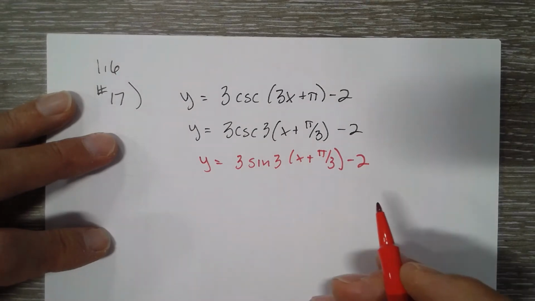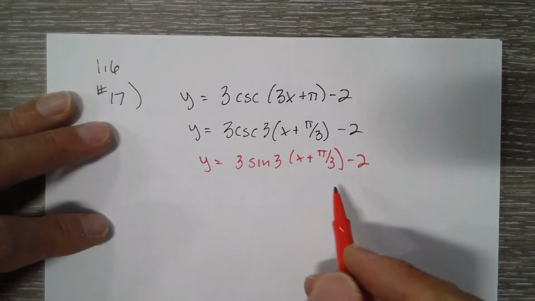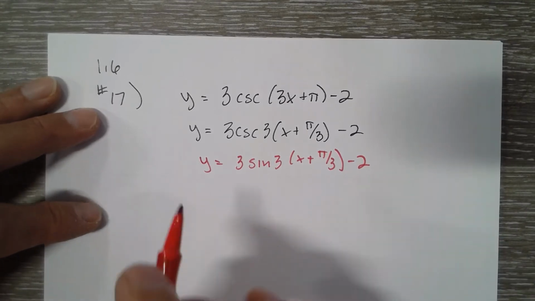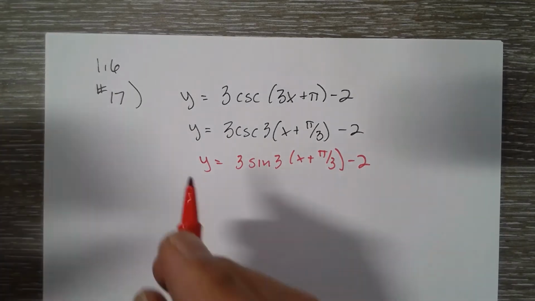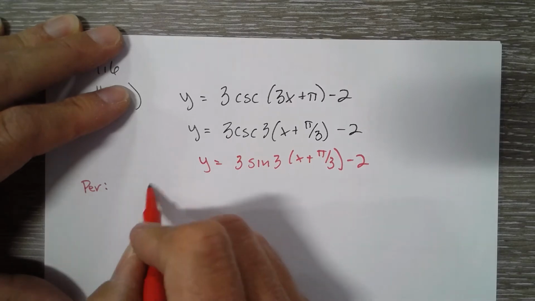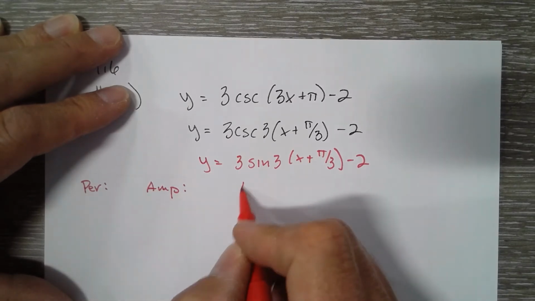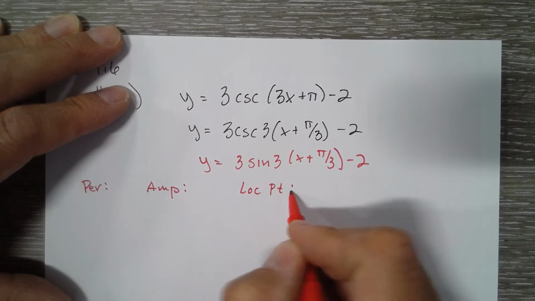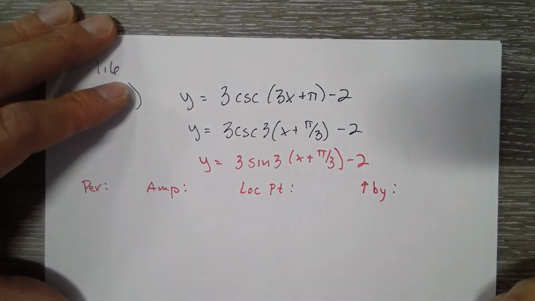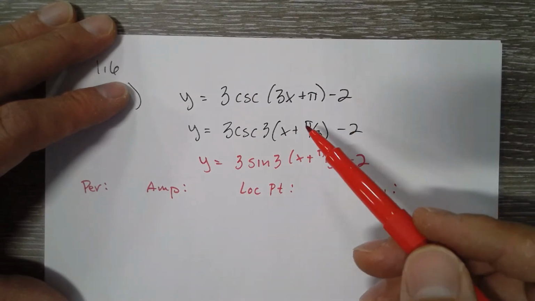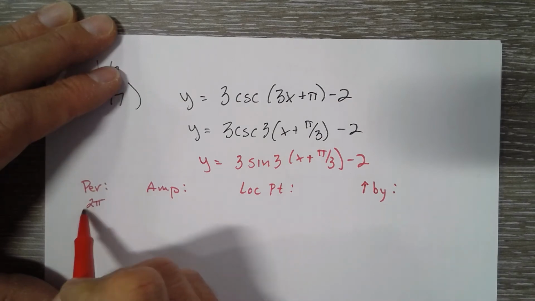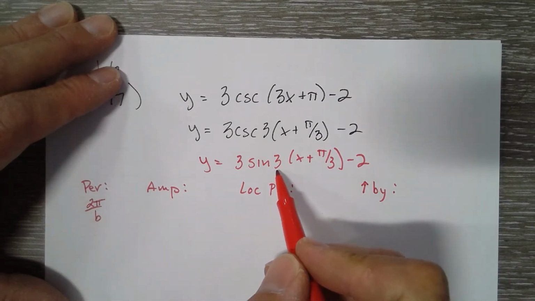So I like to do 4 things. I'm sure this is different than what you've seen Mr. Frisbee do or whatever, but I look for 4 things in the graph here. I look for period, amplitude, I call it a locator point, and then up by. Okay, so period for sine, cosecant, secant, the period's always 2 pi over b, and your b is right there.